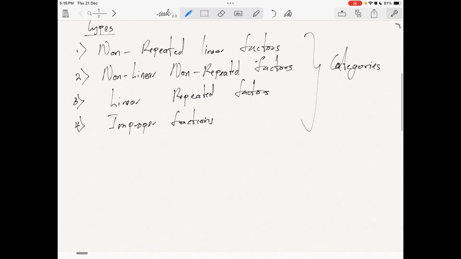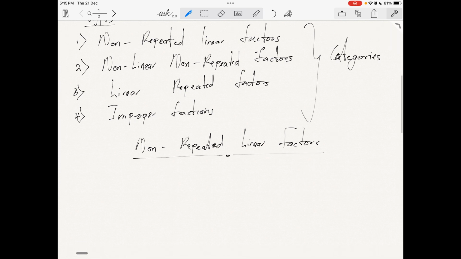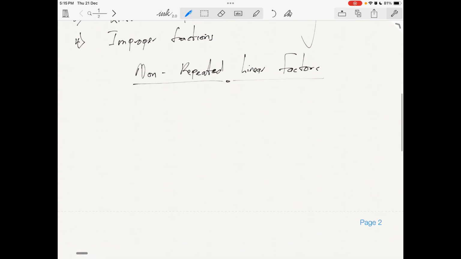So we will start with non-repeated linear factors. Now we have two factors. It's like the denominators are linear factors.